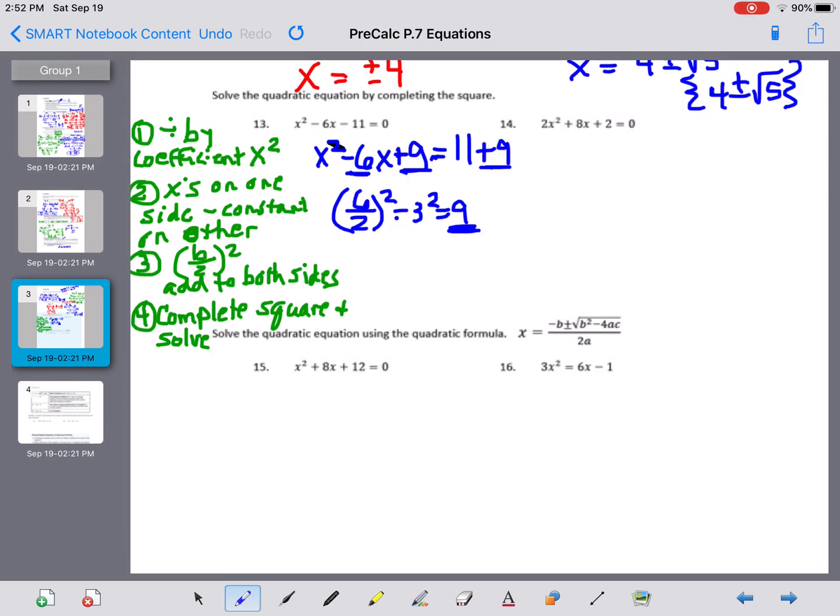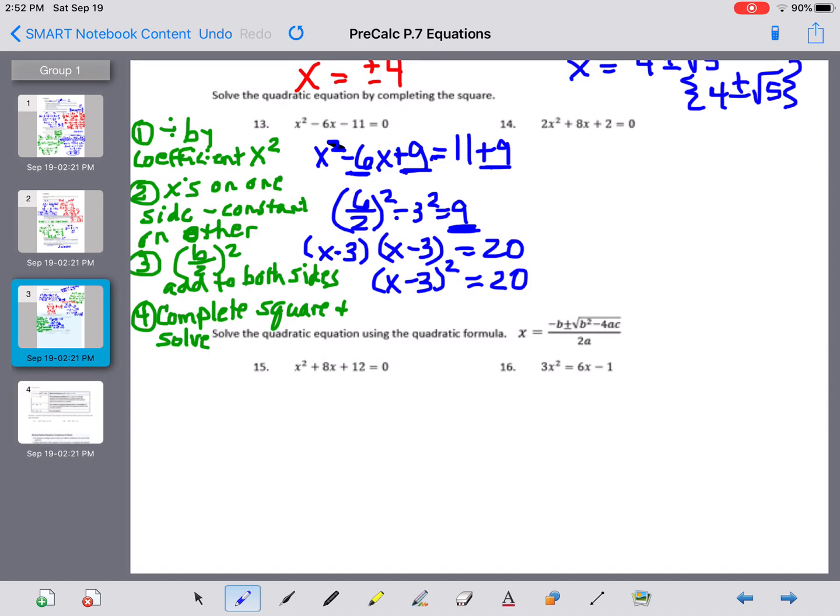Okay, what's nice on the left side is I have a trinomial, x squared minus 6x plus 9. And if I go to factor that, I get x minus 3 and x minus 3. On the right side, I get 20. This on the left now is the completed square. It's x minus 3 squared. What we did was add a number to make that a perfect square. That's how we completed the square.